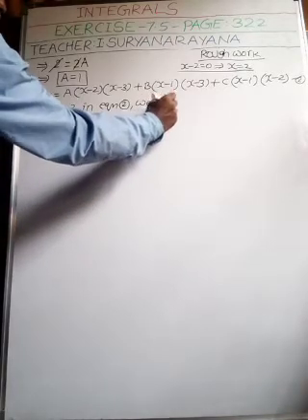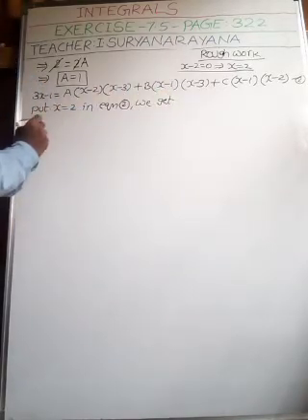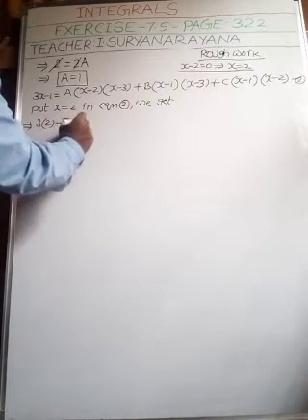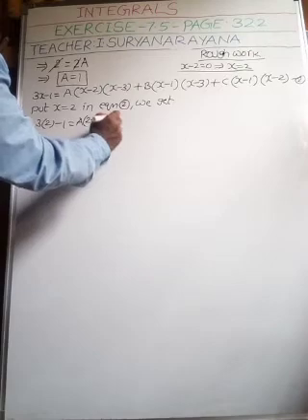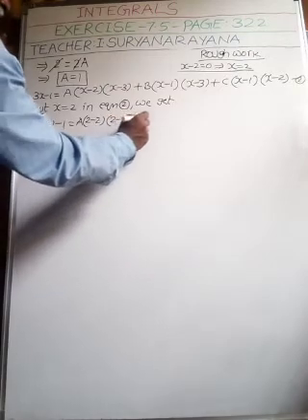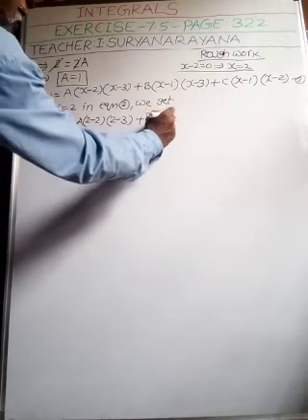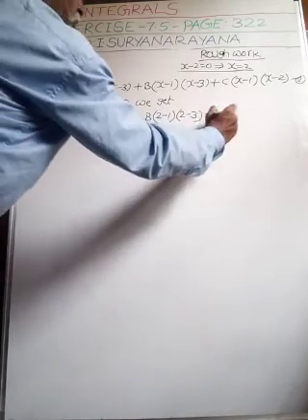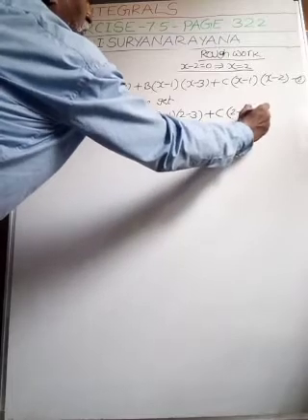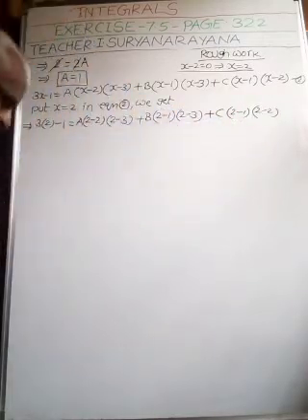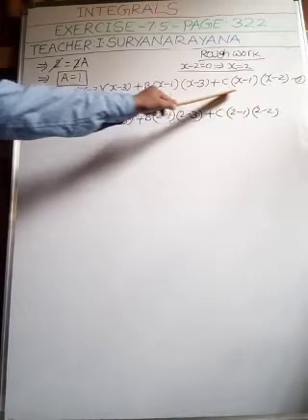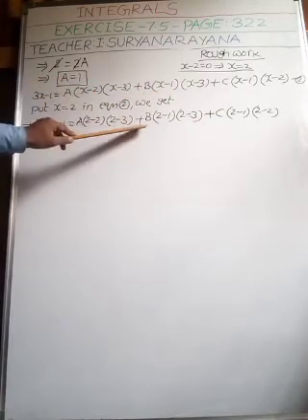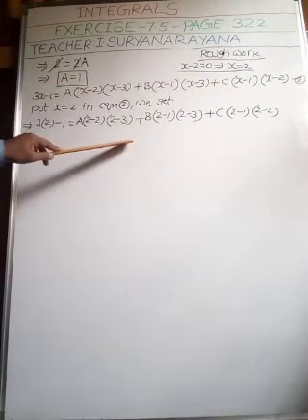What will you get here? This implies 3 into (2 minus 1) is equal to a into (2 minus 2) into (2 minus 3) plus b into (2 minus 1) into (2 minus 3) plus c into (2 minus 1) into (2 minus 2). This is equation 2. I wrote again, in this equation 2, I am substituting x is equal to 2.